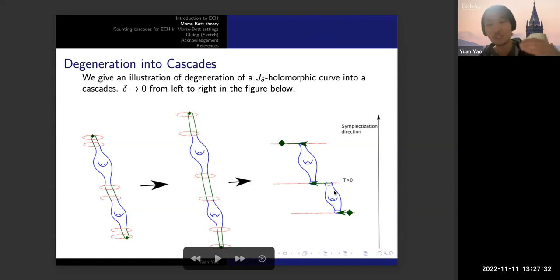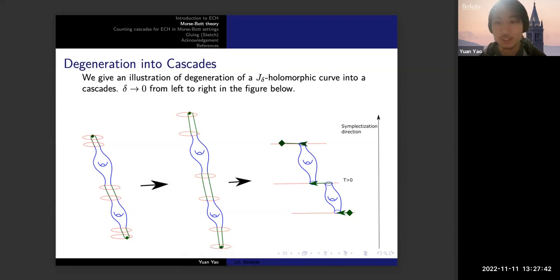So the J-holomorphic curve degenerates into some levels of J-holomorphic curves and these infinite gradient trajectories in the middle, which I keep track of using an arrow. Are there questions about this picture?